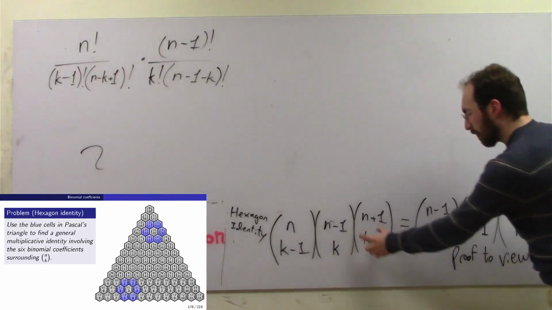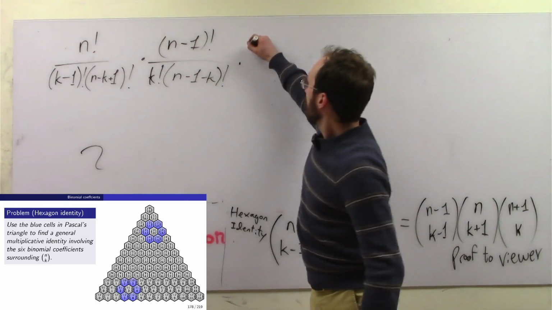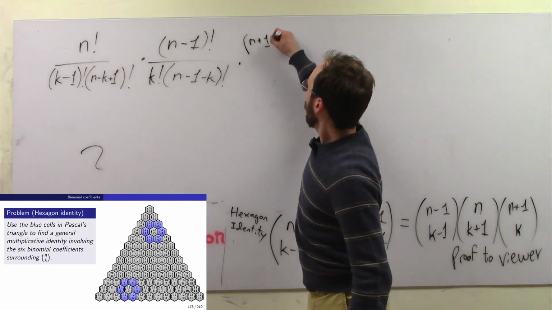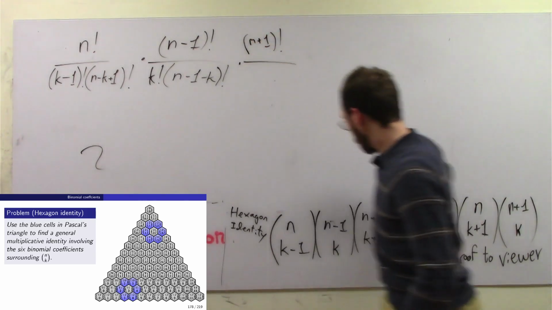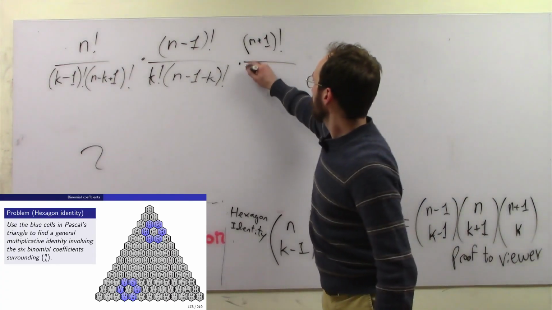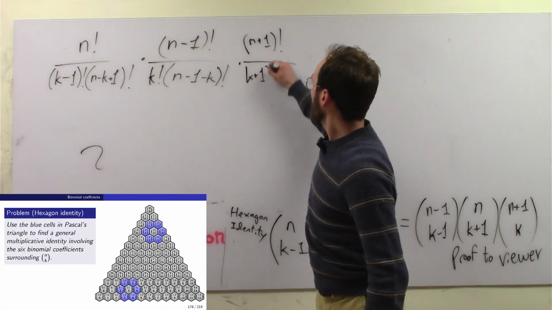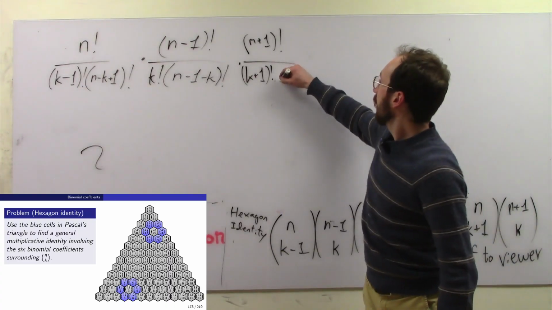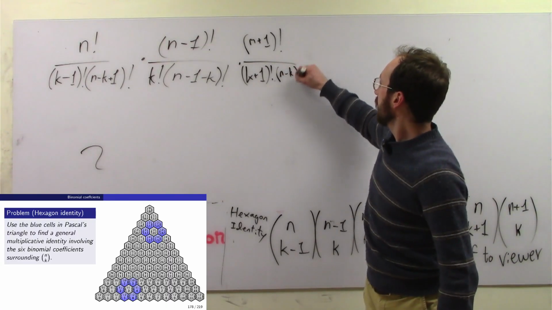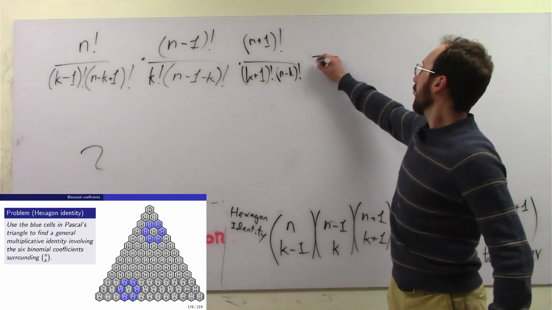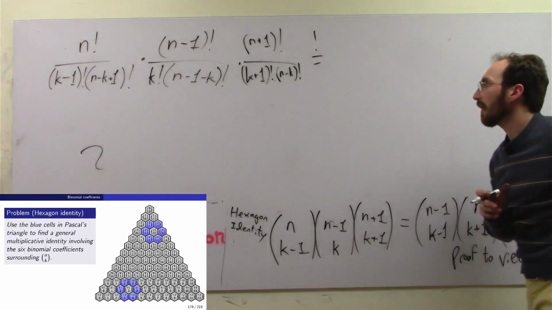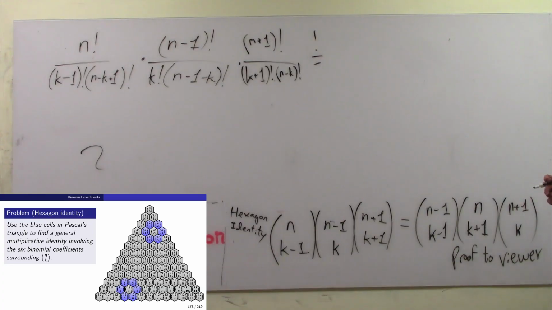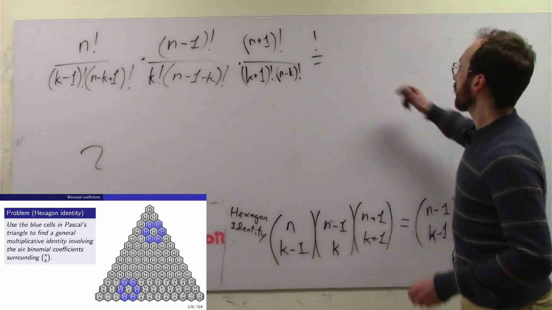And then we have n plus 1 factorial divided by k plus 1 factorial times n minus k factorial. And now we're hoping this is equal to the right-hand side. And this will actually probably be kind of nice, I think. Let's see.